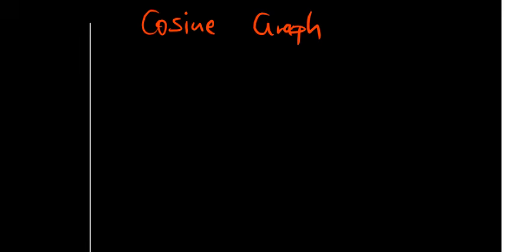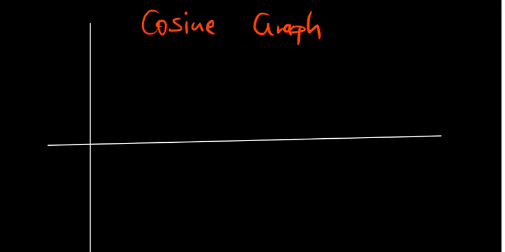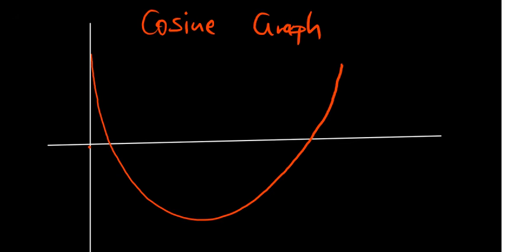So our cosine graph, let me just draw. So our cosine graph is something that is going to come out like this. So it has to start from that point. Maybe let me draw something better. Okay, I think that's better.